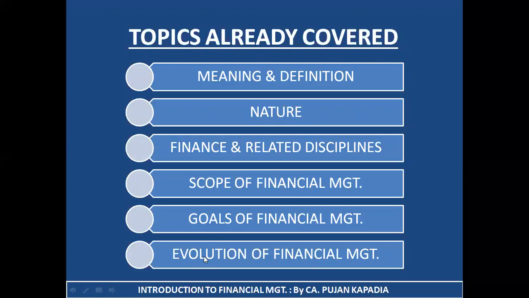And at the end, I had discussed the evolution of financial management, under which we discussed three phases. First was the traditional phase, which started at the beginning of 1900 and ran up to 4 decades. After that, there was a transitional phase which started in the early 40s and ended in the mid 50s. And the third, which is still applicable till date, is the modern concept. So this is what we have covered till date in all our previous lectures.